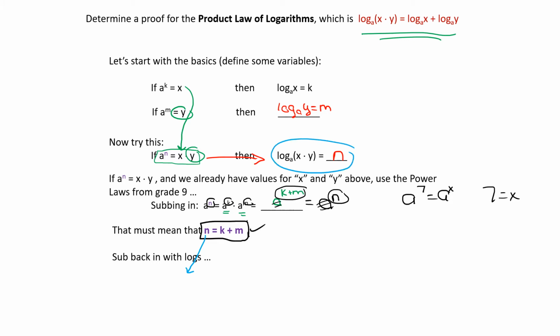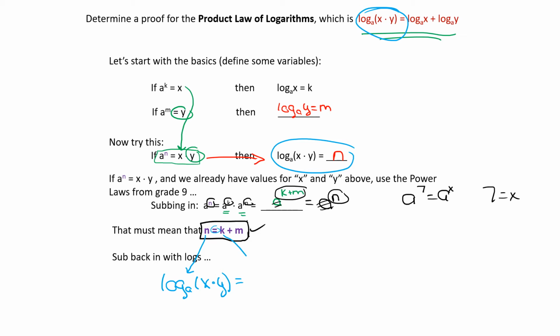So instead of n, I'm going to put log base a of x times y. And look at that right there at the top. We've got that part done. Now my equal sign is next, equals.